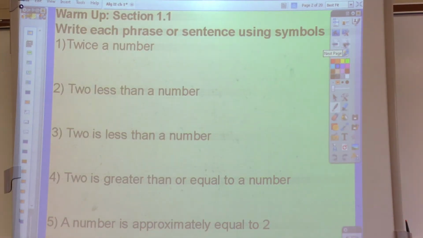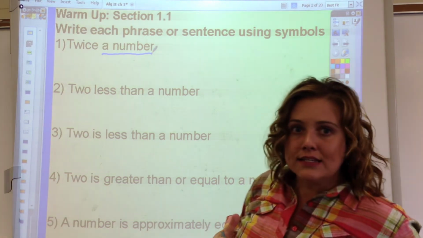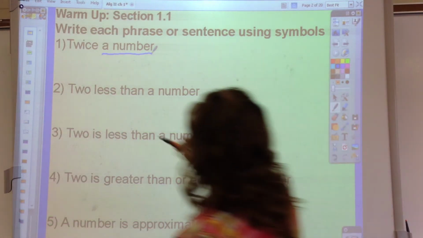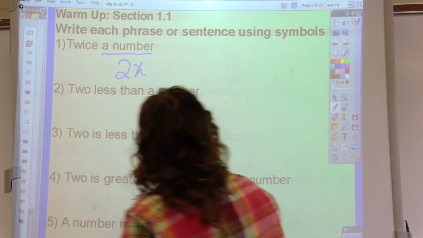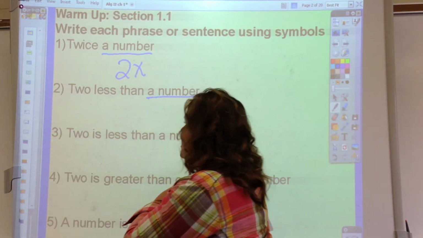For a warm-up, let's go ahead and write each phrase or sentence utilizing symbols. Whenever we see a number, that's where we want to begin. So first I look at a number, and I want twice that. So I'm thinking about what arithmetic operation gives me twice something. And it's definitely multiplication. I get 2 times x.